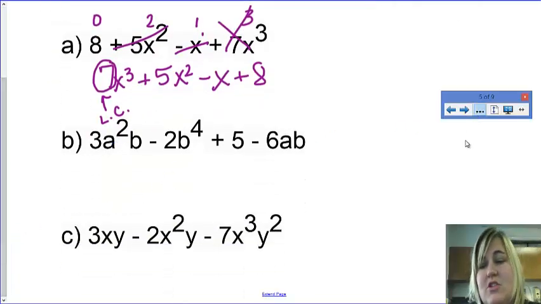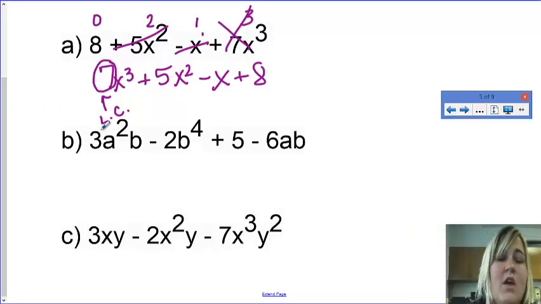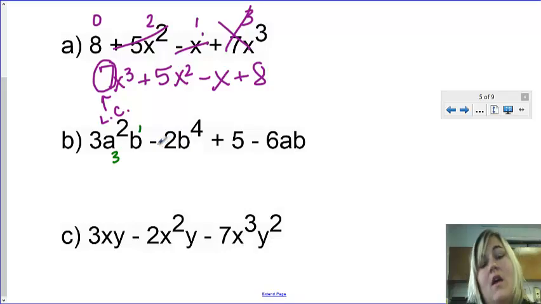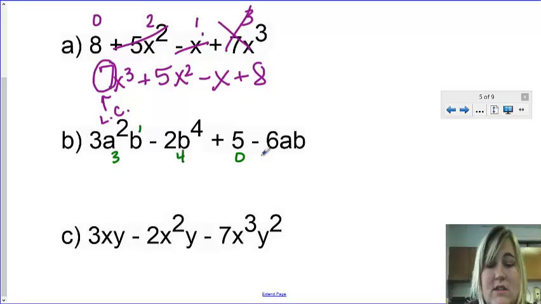Same situation. I'm going to change colors here. Okay. 3a squared b. The degree of this term, I have a squared b to the first, so the degree of this term is going to be a 3, and I'll write it underneath here. Negative 2b to the fourth, well, that's going to be the 4. Plus 5, it doesn't have a variable, so there's no exponent, so it's going to be 0 degree. And 6ab, a to the first, b to the first, so the sum of that is going to be 2.